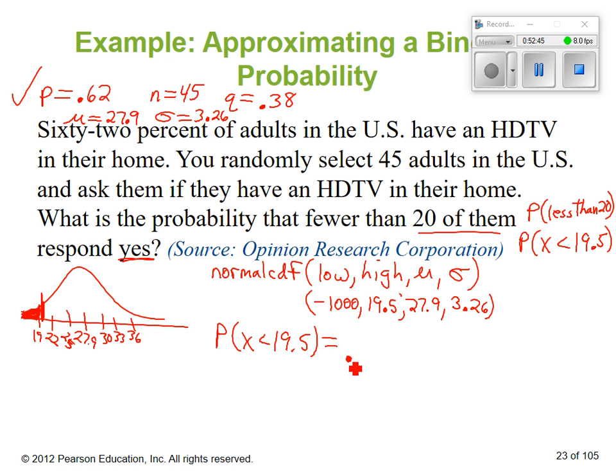Let's hope we get it right. I got a 0.005. So it's about a half of a percent, right? So about a half of a percent chance that if we do this, we get 20 people exactly, or fewer than 20 people who say yes.